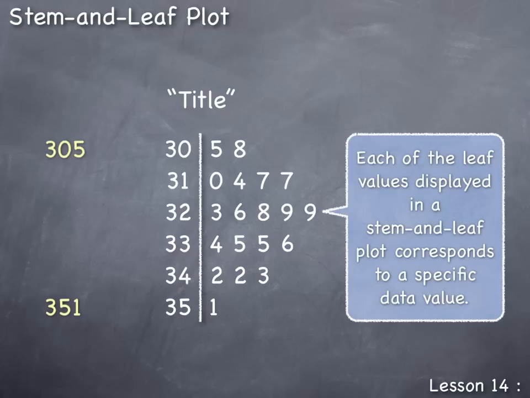All the other data values appear in between in the stem and leaf plot. For instance, the leaf value of 8 is drawn in this case directly across from the stem value of 32. And the stem value of 32, together with its leaf value of 8, corresponds to the actual data value of 328 in this sample.